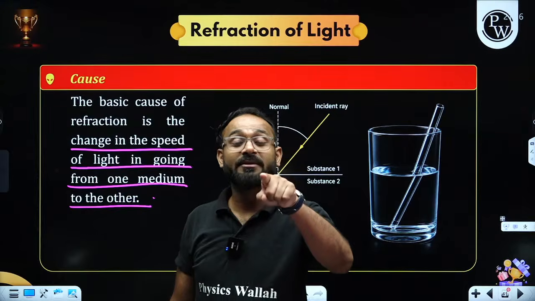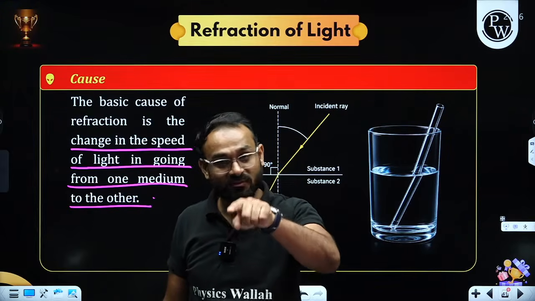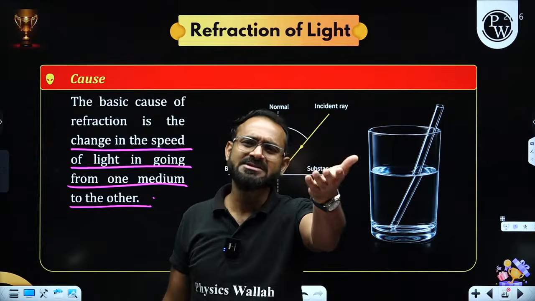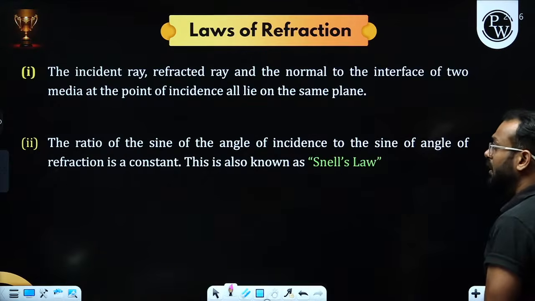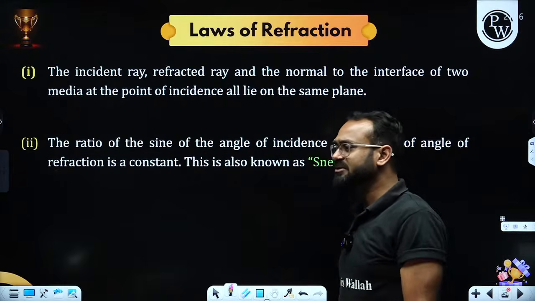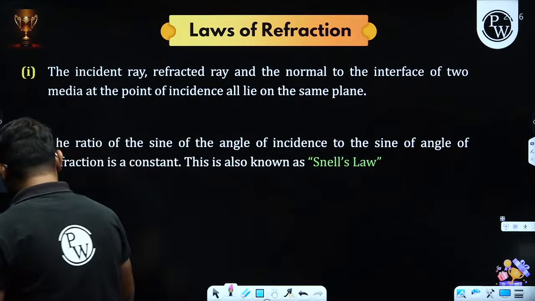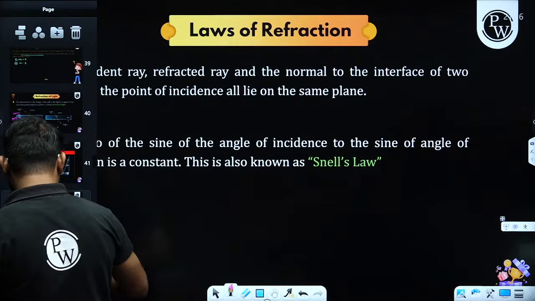So when the light is coming from rarer to denser, it will be bent towards the normal, or moving from denser to rarer, it will move away from normal. Okay. Now, laws of refraction. But before that, I would like to tell you one more thing.